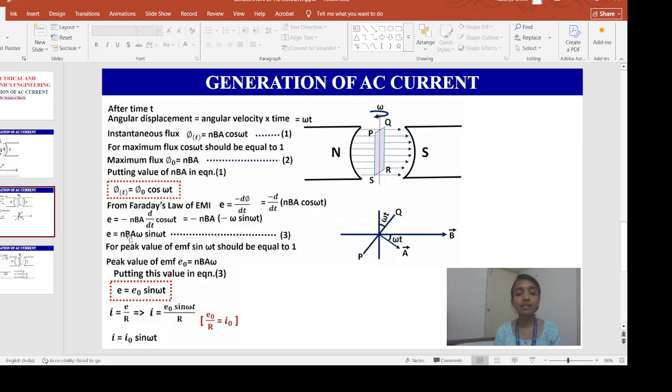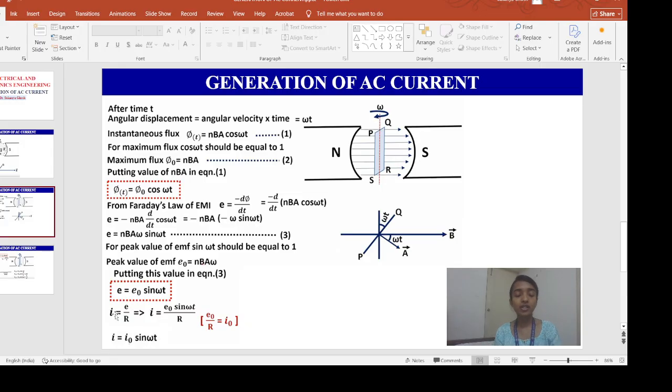Now when will we get the peak value of this EMF? When sine omega t equals 1. So this peak value of EMF, if we represent it by E naught, will be NBA omega. Now if we put this value in this equation, what do we get? E equals E naught sine omega t.